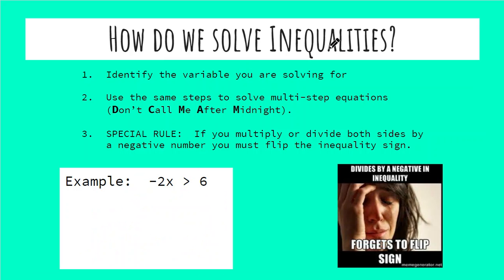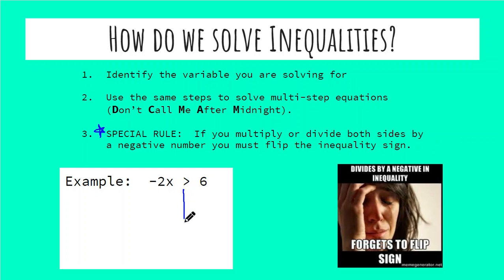All right, so how do we solve inequalities? When we solve inequalities, we identify the variable we're solving for, and then we use the exact same steps that we use to solve multi-step equations. I usually use the steps "don't call me after midnight" to help me remind myself what to do. So D, don't distribute, C, combine, M, move the variables to one side, A, add or subtract, M, multiply or divide. However, there's one special rule that we have to remember when we're solving inequalities, and that is if we multiply or divide both sides by a negative number, we must flip the inequality sign.